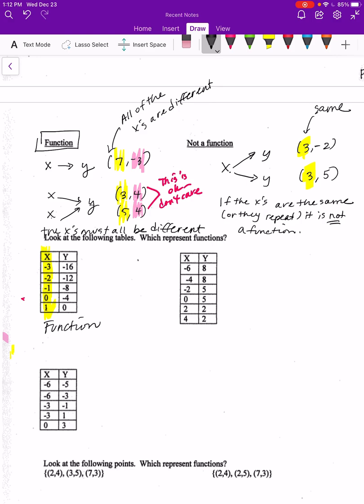So let's look at the next ones. Here's the x's. I have a -6, a -4, a -2, a 0, a 2, and a 4. Are they all different? Indeed they are. This is a function. Now, what about this? It's okay. We ignore the y's. We don't even care about the y's. We don't even look at them. We just look at the x's.